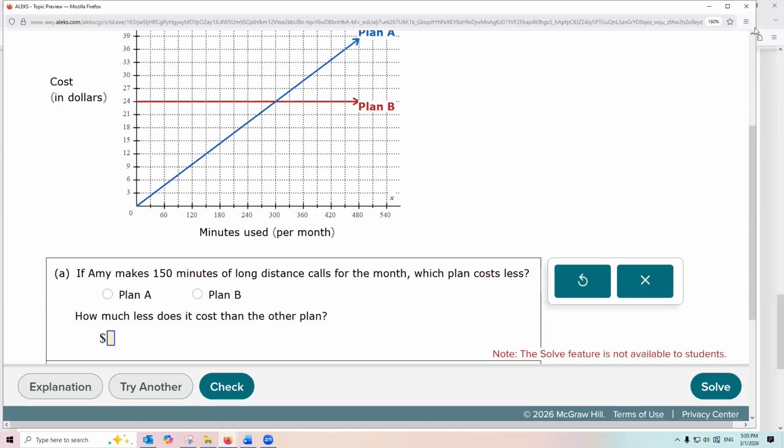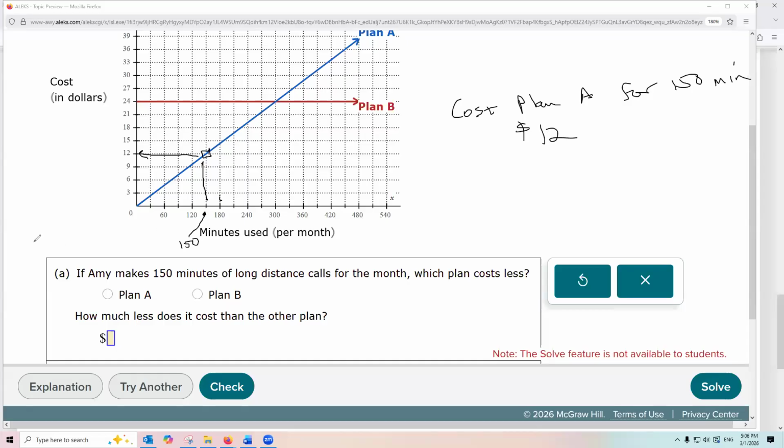Well, let's find the cost to use plan A for 150 minutes. The way I can answer that is go to 150 minutes, which would be right here. This is 150. And I'm going to go up to plan A. Oops, right here. And it looks like it's going to cost me $12. So the cost for plan A is $12.